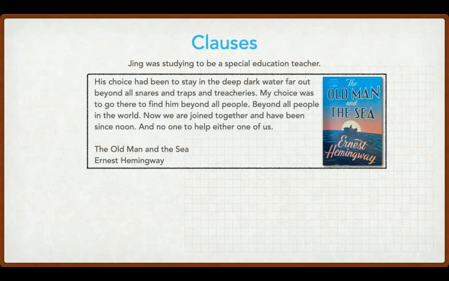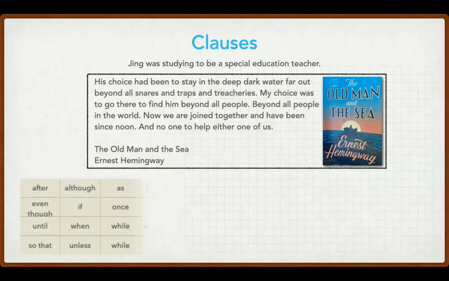To add more variety, you can also combine two sentences by making one a dependent clause. Dependent clauses cannot stand alone because they don't express a complete thought. To make a dependent clause, add a subordinating conjunction like though or because to the beginning of a sentence. Here are some commonly used subordinating conjunctions.